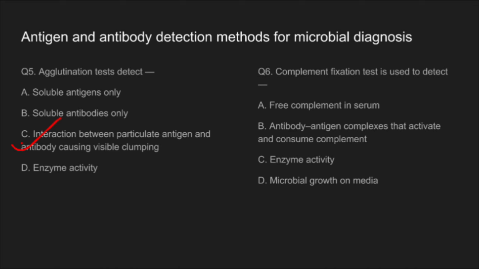Now question number 6. Complement fixation test is used to detect option A, free complement in serum. B, antigen antibody complexes that activate and consume complement. C, enzyme activity. D, microbial growth on media. So the correct answer for this question is also option B, antigen antibody complexes that activate and consume complement. Next question.